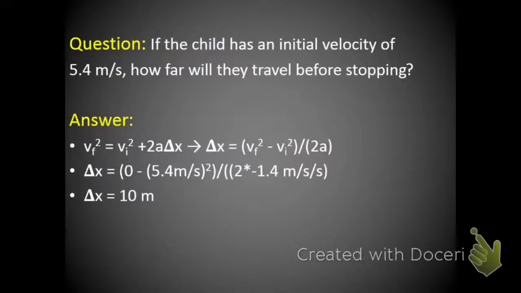I posed this like it was 3 different questions, but it would not be uncommon to see this as a single question that said, if the coefficient of friction is 0.14 and the child is going 5.4 meters per second and has a mass of this, how far would it be before they stop? And you would need to go through the process of calculating friction, calculating acceleration, and then calculating displacement.